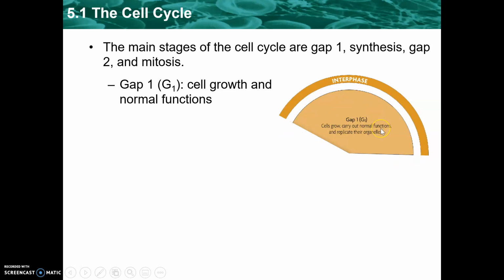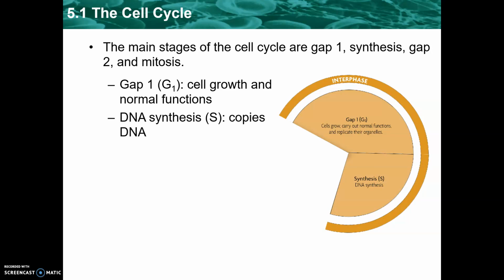So this is when the cell is doing its normal thing. If we're talking about a muscle cell, the muscle cell has a lot of mitochondria making ATP so that it can contract the muscles and allow you to move around. If we are talking about a cell in the digestive system, it's probably secreting enzymes to help you digest your food. Or maybe it's part of the intestinal lining to push the food through your digestive system. Whatever a cell normally does, it is doing its normal function here in the gap 1 phase.